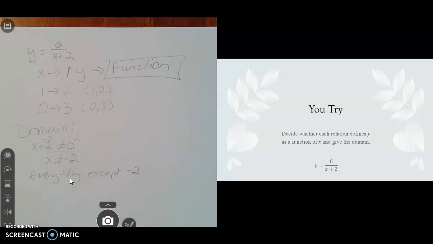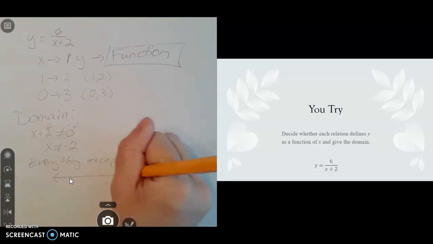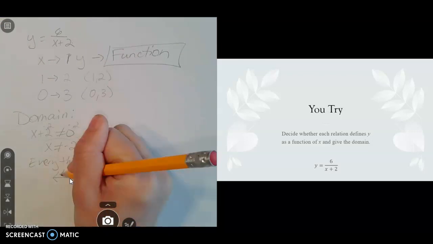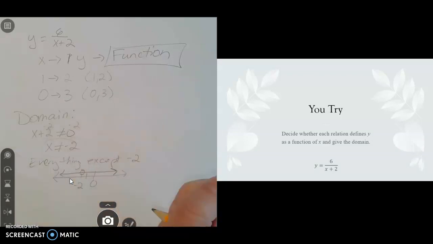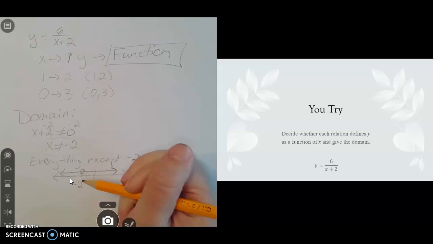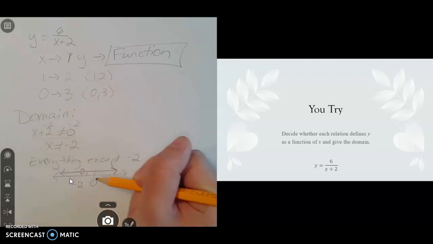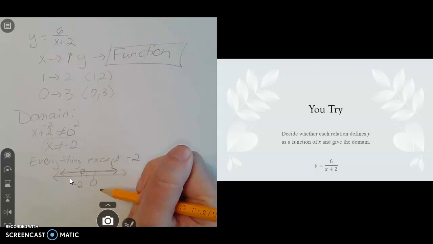How do I write that in interval notation? All right, I know I'm a very visual person, and sometimes it helps to graph it out. What's happening is you have everything, but not negative 2. So in interval notation, we're going to have 2 chunks. We're going to have one piece to the left of negative 2, and another piece to the right of negative 2. And we're just not going to include the negative 2.